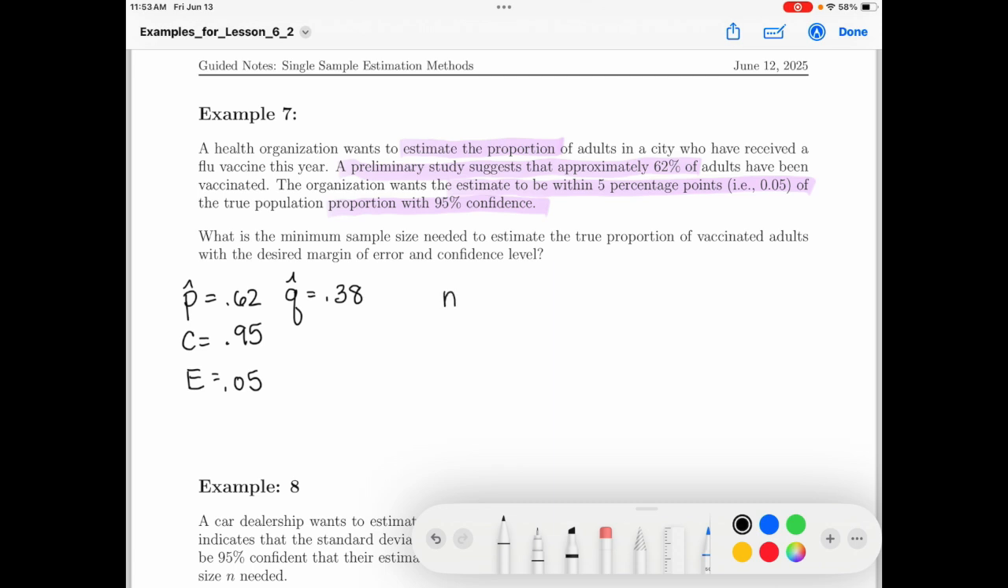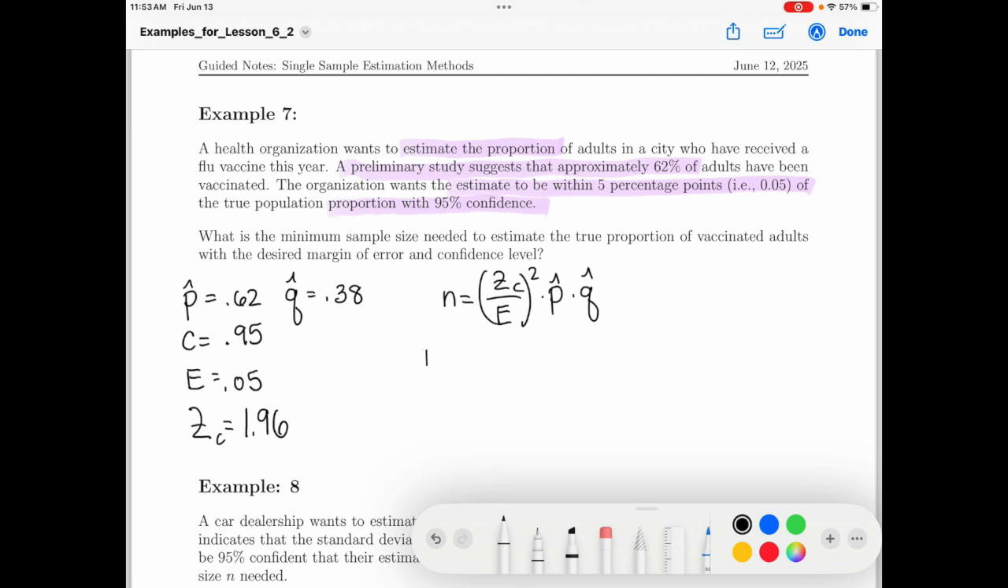Here's our formula. We have n is equal to z critical over the error, all squared, times the probability of success times the probability of failure. Now, the only thing left to find is z critical. Go ahead and pause the video for a minute and use GeoGebra to find your z critical to practice. Your z critical is 1.96.